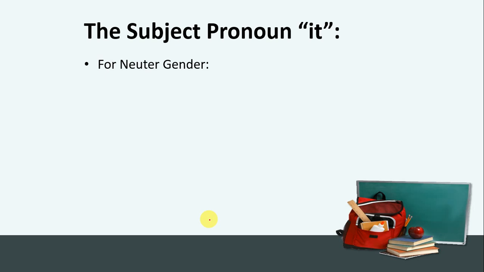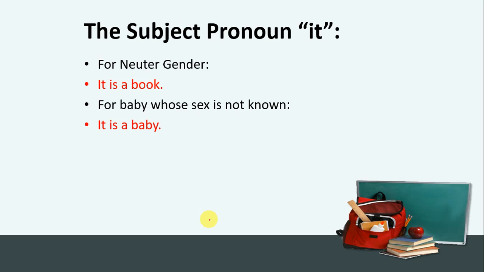It is used for neuter gender, as in: it's a book. For babies whose sex is not known, for example, it's a baby, where it is not known whether the child is a boy or a girl. For animals whose sex is not known, whether male or female, for example, it's a cat.